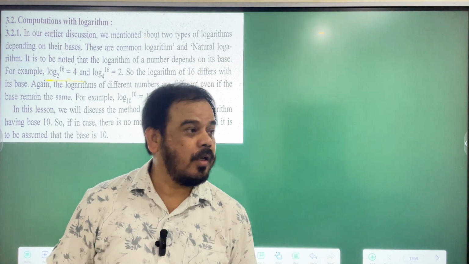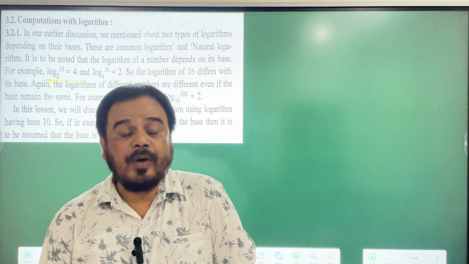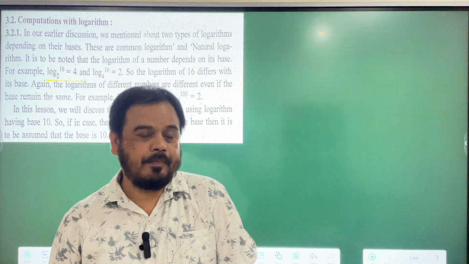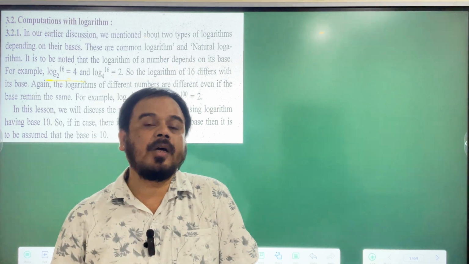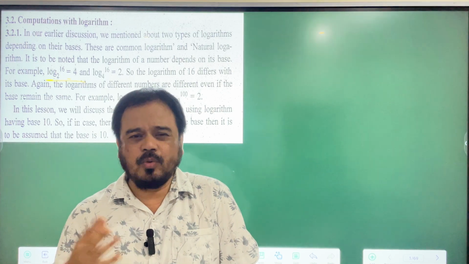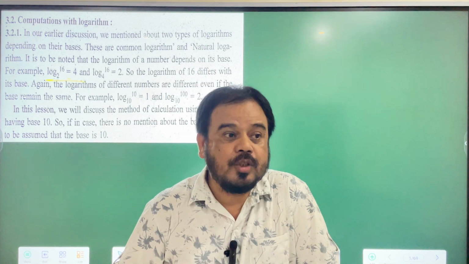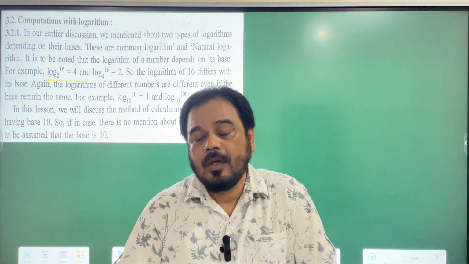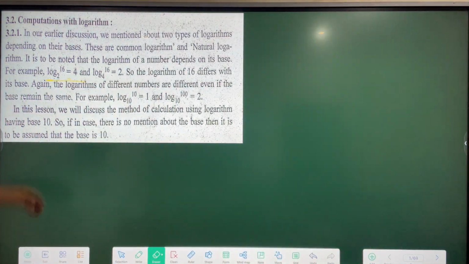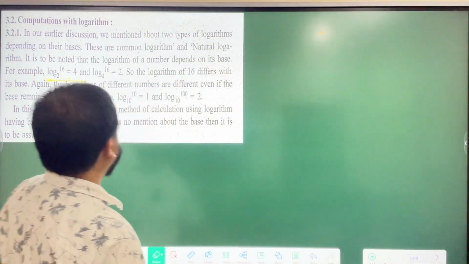So now we will learn how to find out the value of some special logarithm. So for example, log 75. How to find out the value of log 75, log 85, log 1500. Those numbers we are going to compute, we are going to learn how to find out logarithm of some special number. So computation with logarithm.